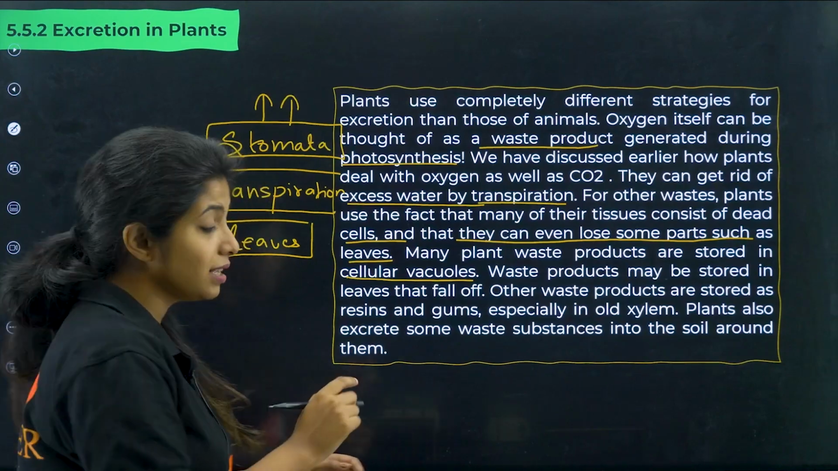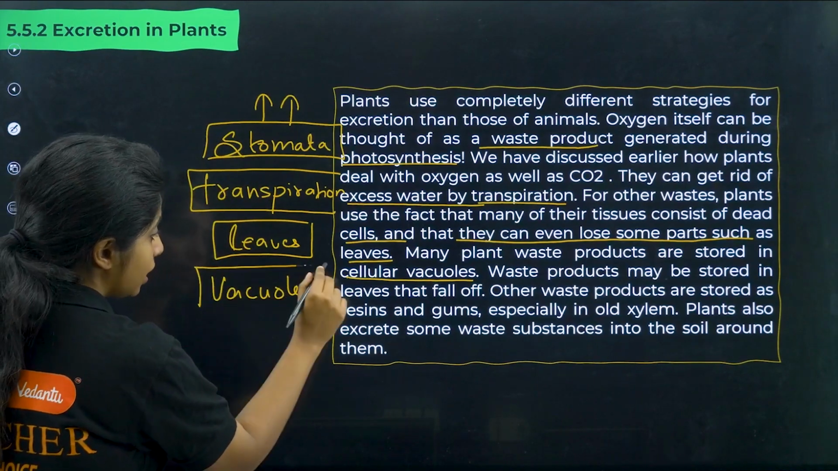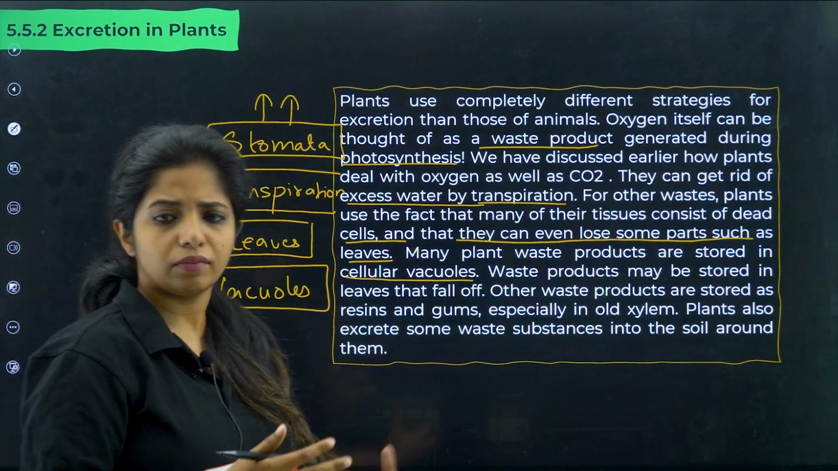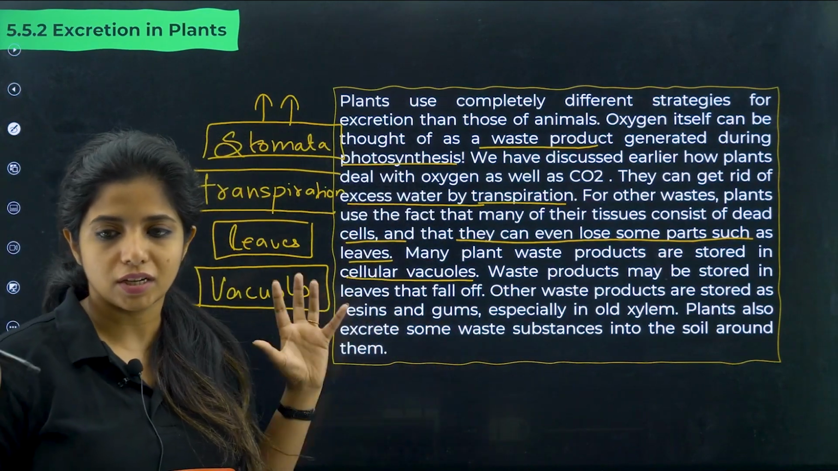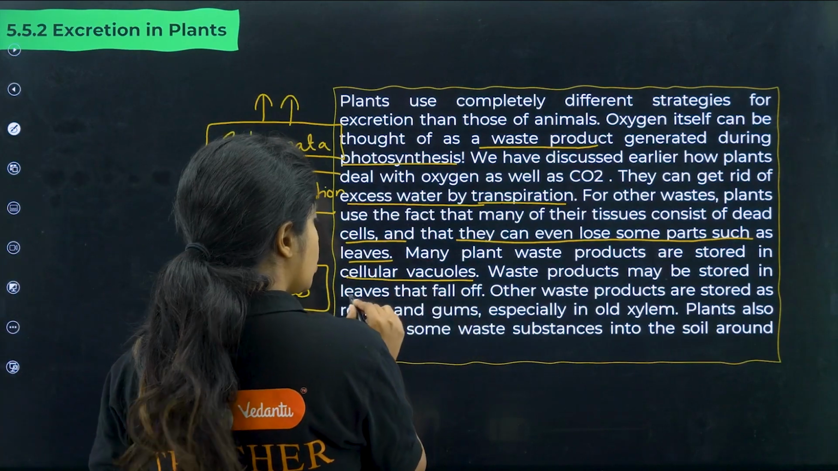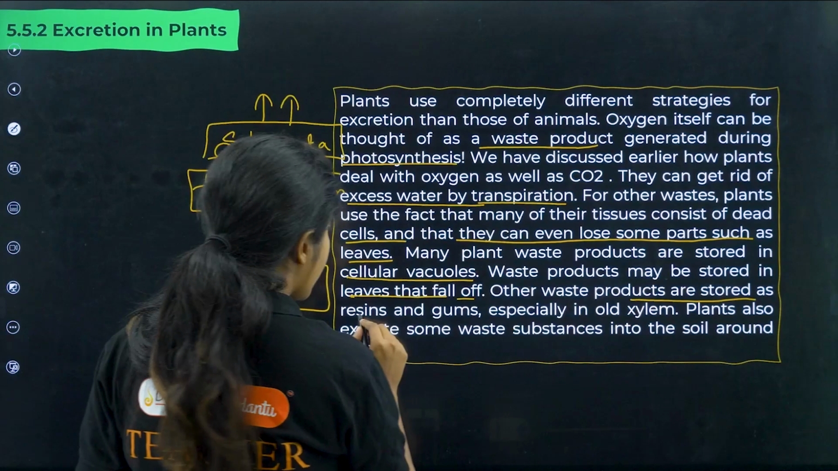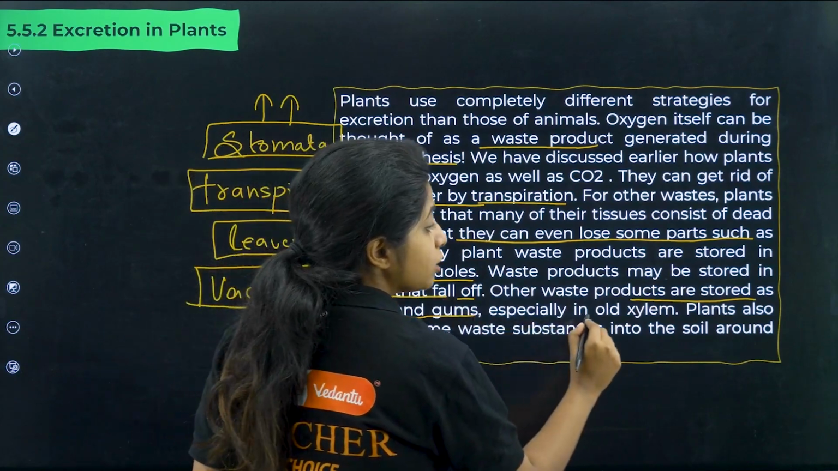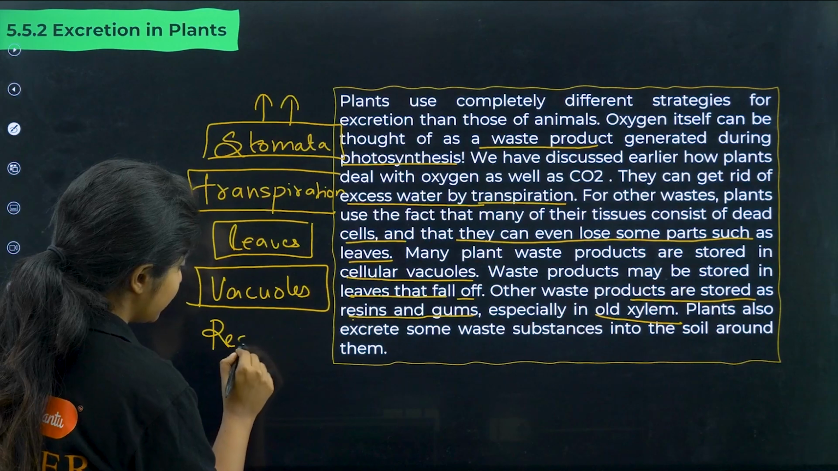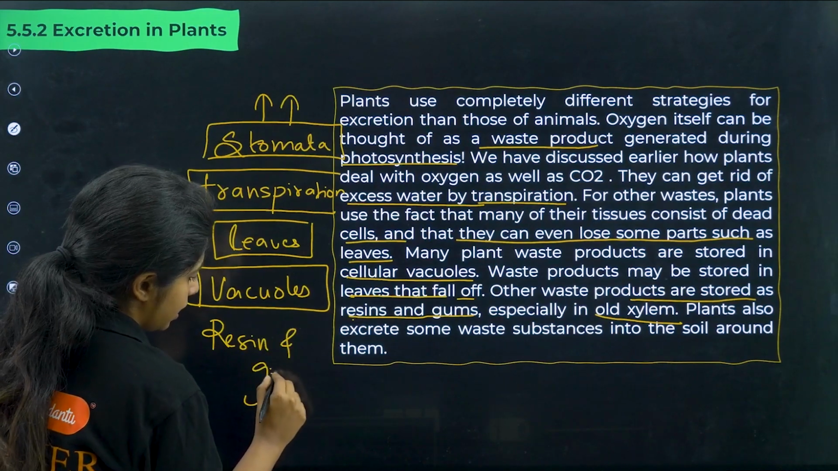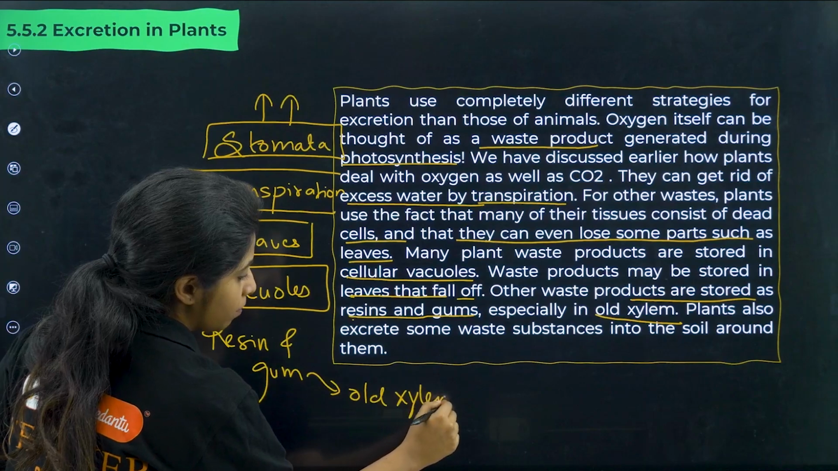Okay, now there is something else, that is there are vacuoles in them and the plant can store things in them, and later on when this part of the leaf gets off, basically you're losing the waste as well. Now waste products may be stored in the leaves that fall off, I already told you. Other waste products are stored as resins and gums, especially in the old xylem. So again, what do we have, children? We have resin and we have gum. Where is it, children? In the older xylem it is stored and later on being released.